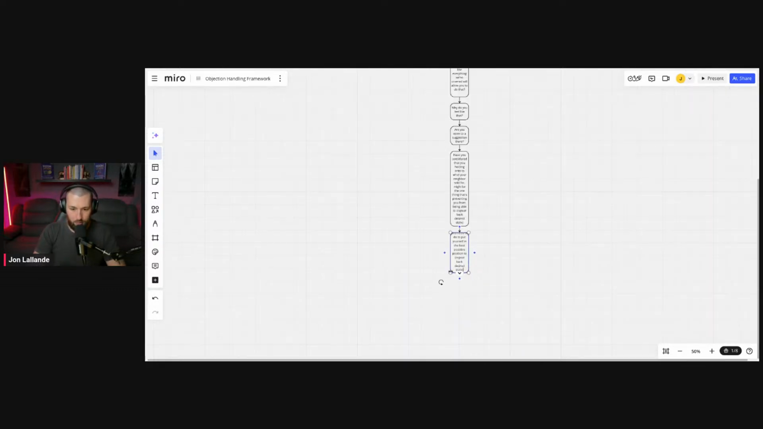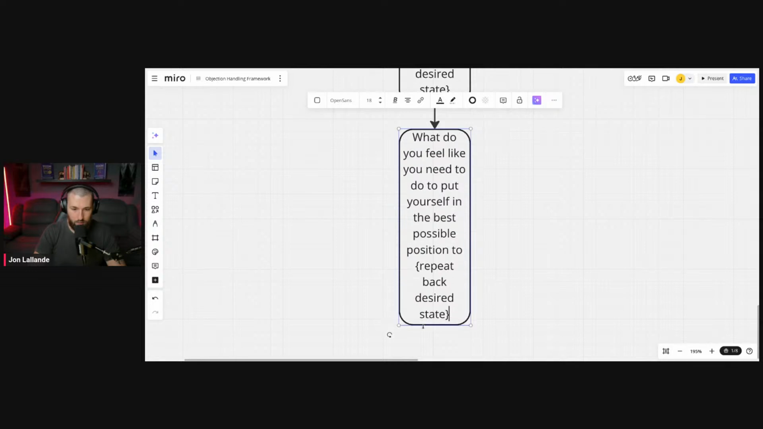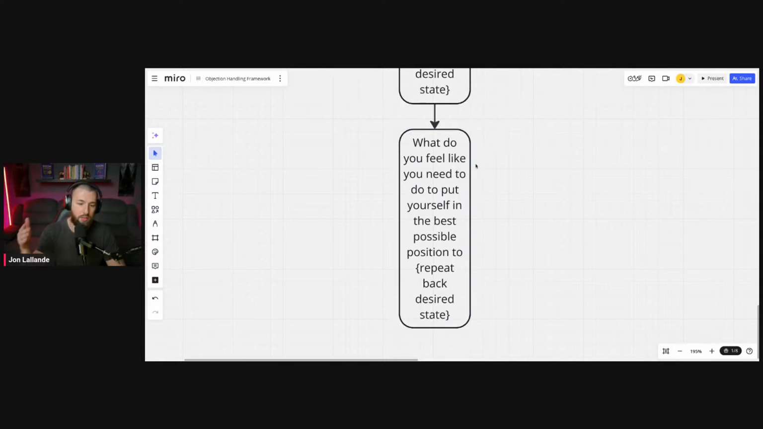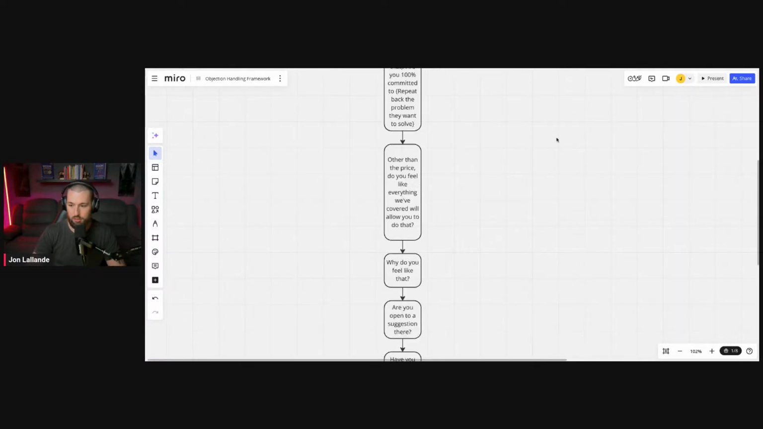So let's see if I can make that a little bit bigger. There we go. So what do you feel like you need to do to put yourself in the best possible position to be able to actually go spend more time with your grandkids? Like, what do you feel like you need to do? Right? We're putting it back on them and we're helping them overcome their own objections. Right? So that's how we're going to overcome the money objection.